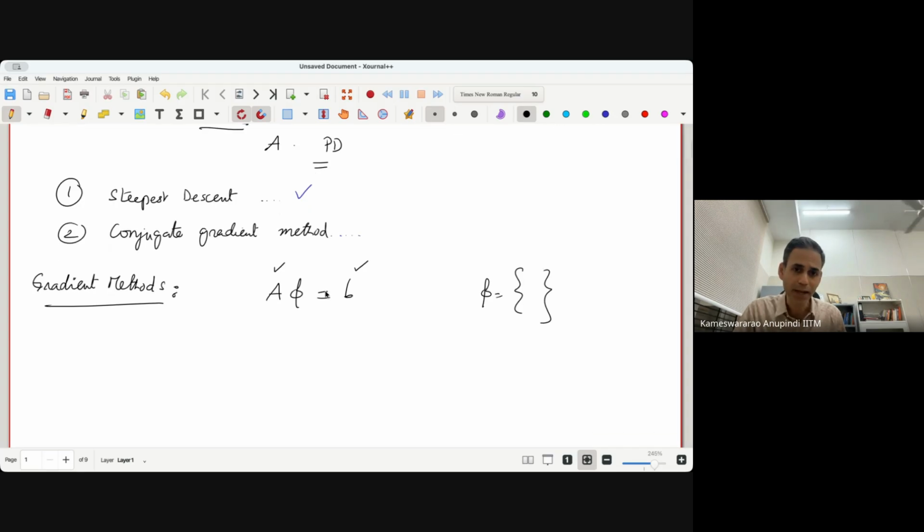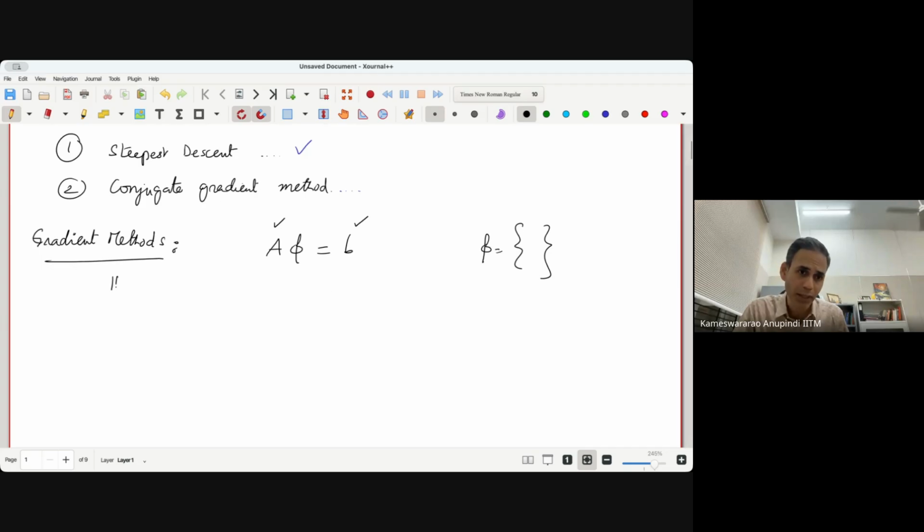But the gradient methods actually do not solve for A phi equal to b, right? A phi equal to b is actually a linear problem, because this is a linear system, okay? The gradient methods do not solve for this particular problem, the linear problem.